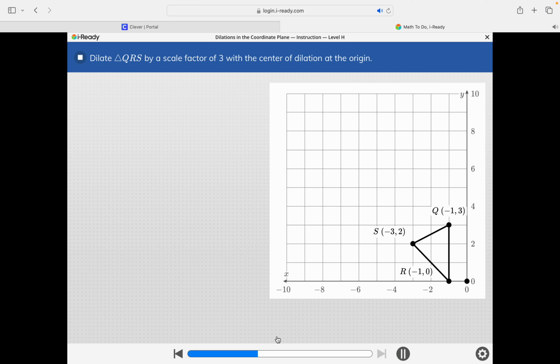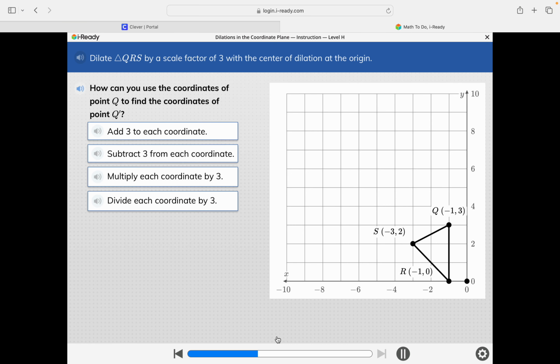Dilate triangle QRS by a scale factor of 3 with the center of dilation at the origin. Let's start by dilating point Q. How can you use the coordinates of point Q to find the coordinates of point Q prime? We have to multiply by a factor of 3. Okay, let's multiply by 3.